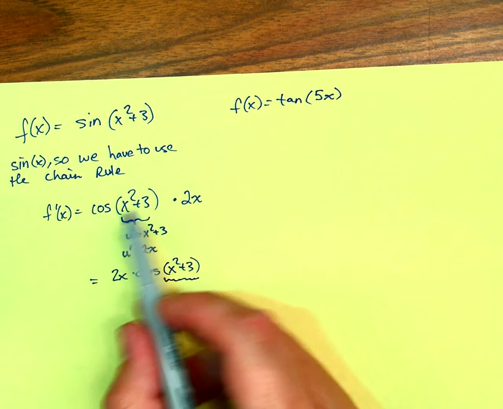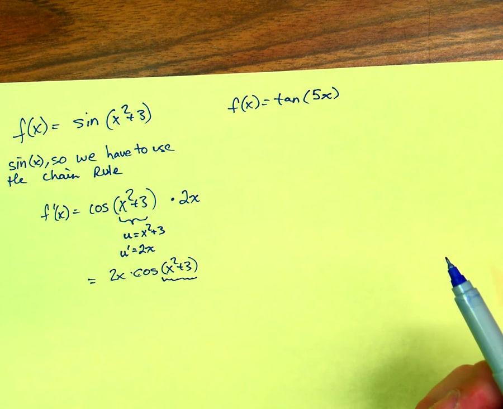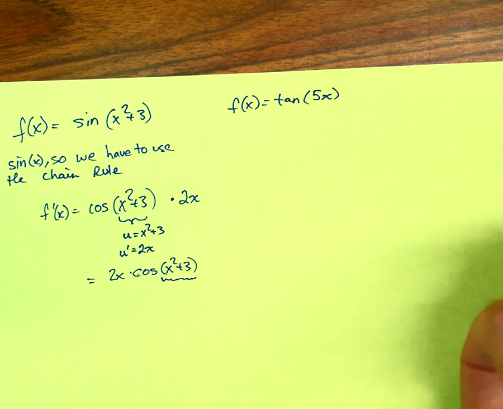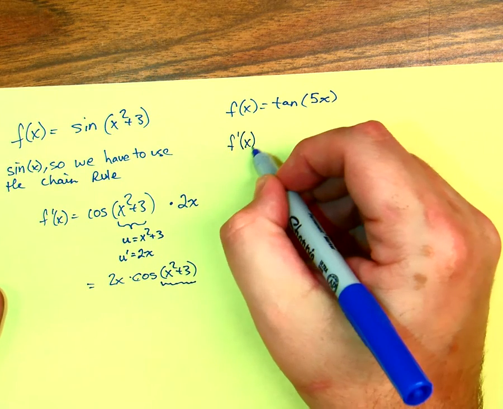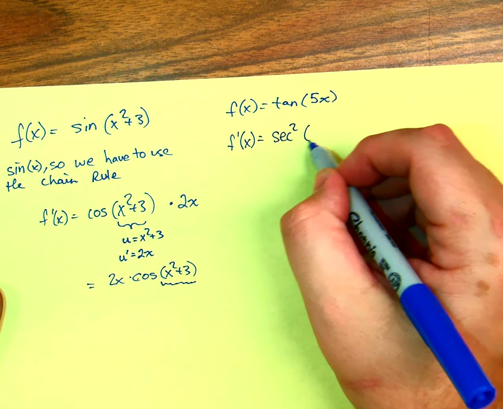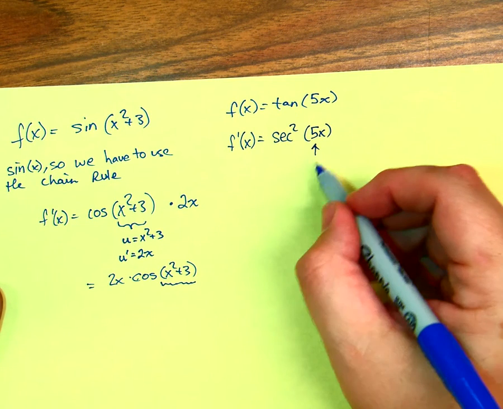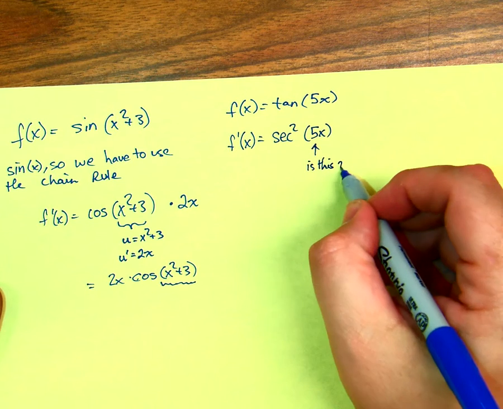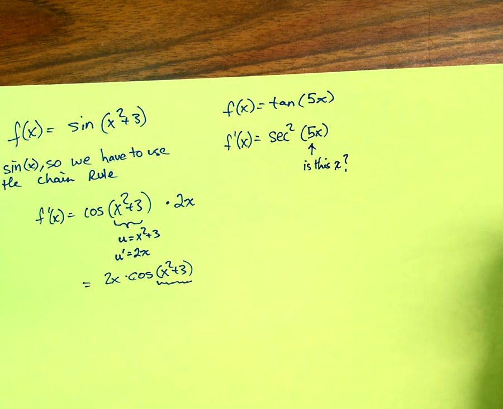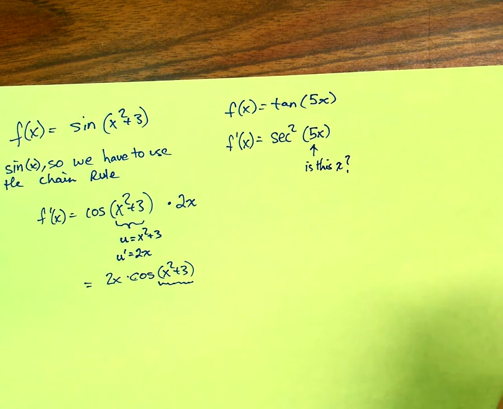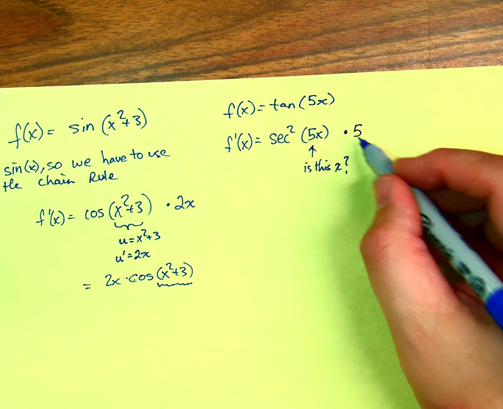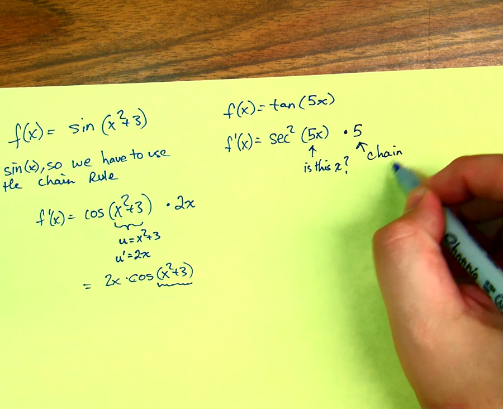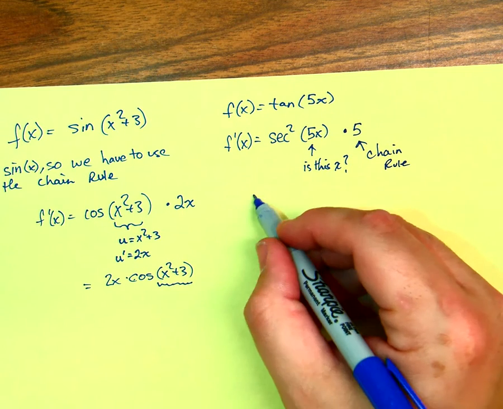Don't fall into that trap. All right, what's the derivative of the tangent? Secant squared. So f prime of x is going to be the secant squared of f of x. Now, we ask our question, is that x? No. So what do we have to do? Chain rule. Take its derivative. What's the derivative of 5x? 5. So I'm going to multiply it by 5. And that's your chain rule. And then we can clean it up. 5 times the secant squared of 5x.